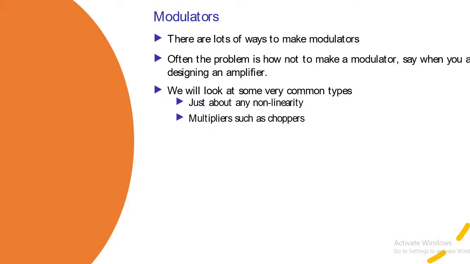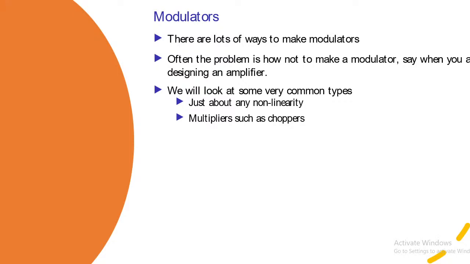Designing a modulator is not a very big problem. You can always design a modulator easily, or you can always generate modulation. You will see now why that is possible. It is always possible to generate modulation. But the problem is how not to generate modulation. That is the problem. You design any electronic circuit, and it can result in a modulated wave.